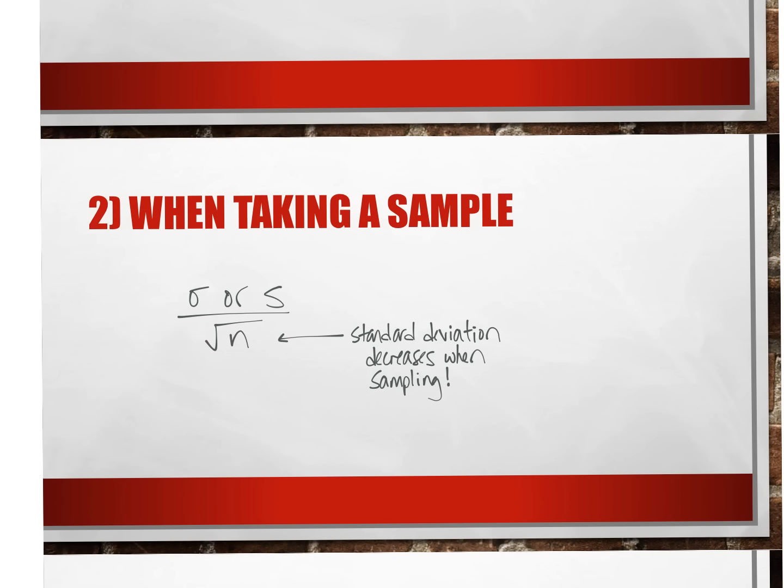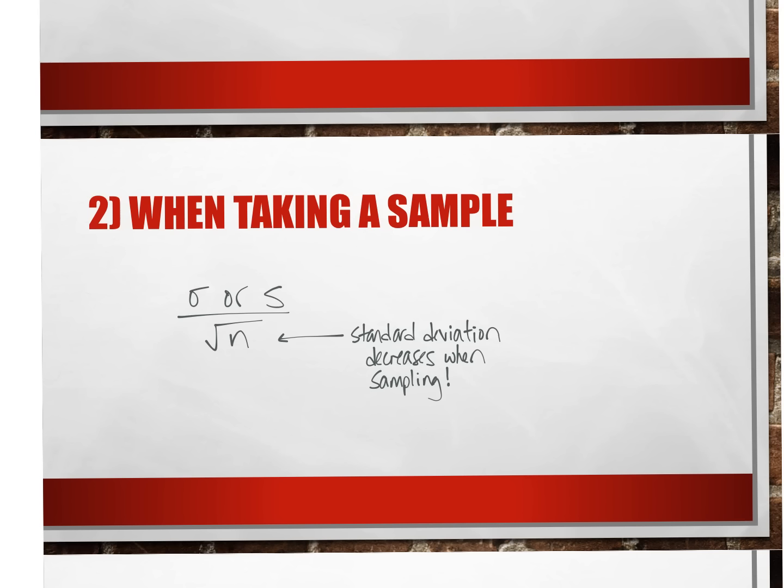Okay, second and last thing. When you're taking a sample, remember you always take your sigma or your sample standard deviation and divide by root n. Anytime you take a sample, your standard deviation decreases. So you always put that root n in the denominator whenever you take a sample to come up with your standard deviation for your sampling distribution. Standard deviation decreases when you take a sample.